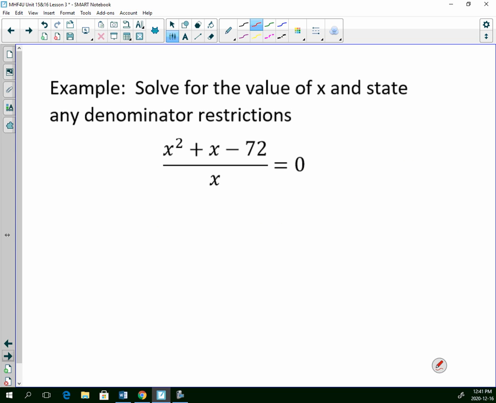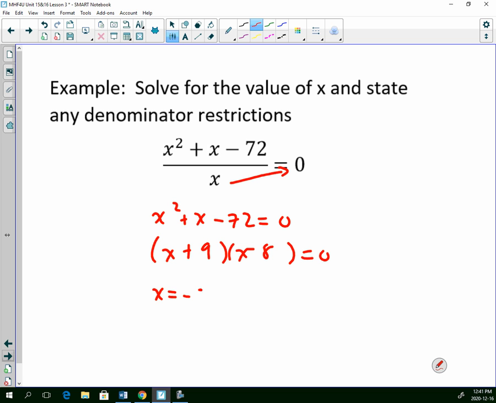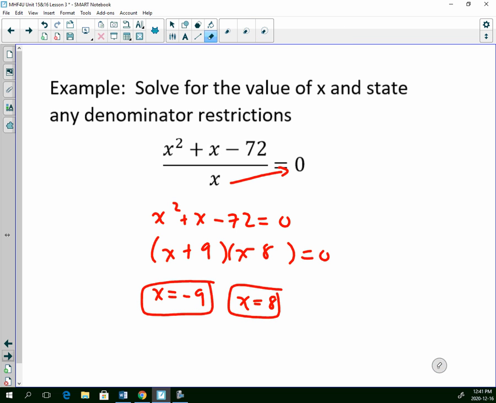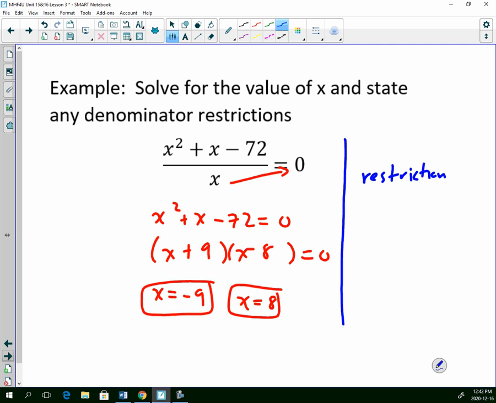And then one more, cross multiply, x times 0 is 0. Factor to determine the values of x. So 9 times 8 is 72, would be plus 9 minus 8. So either x equals -9 or x equals 8. Those are my two solutions, and then we'll check our restrictions. I only have one term in the denominator, which is x, so x cannot equal 0, and that is not one of my solutions, so both solutions are valid.